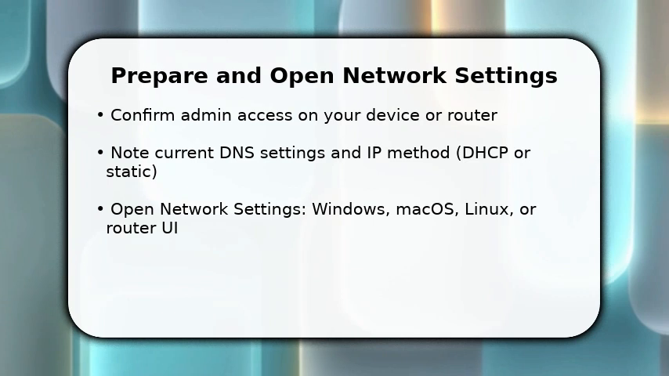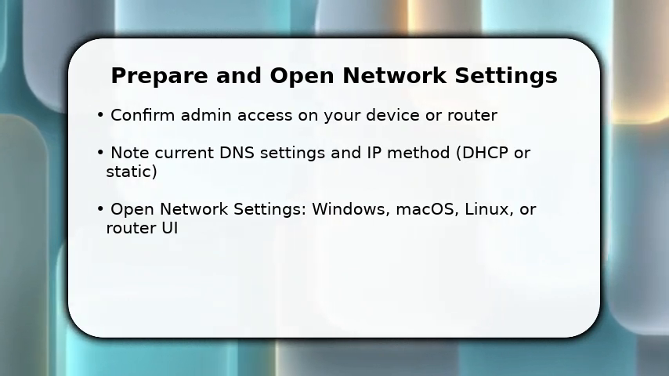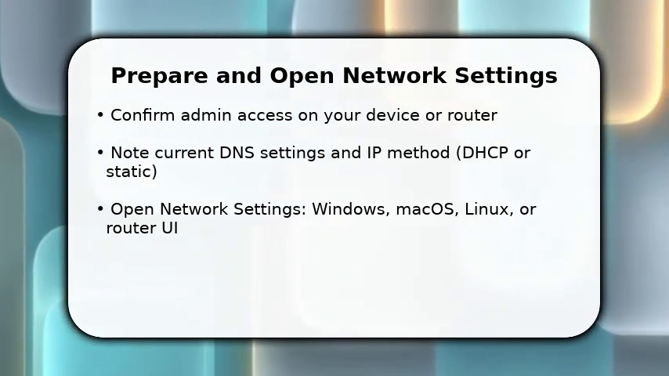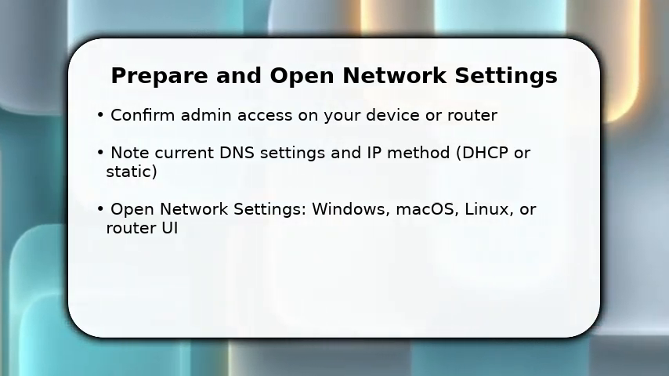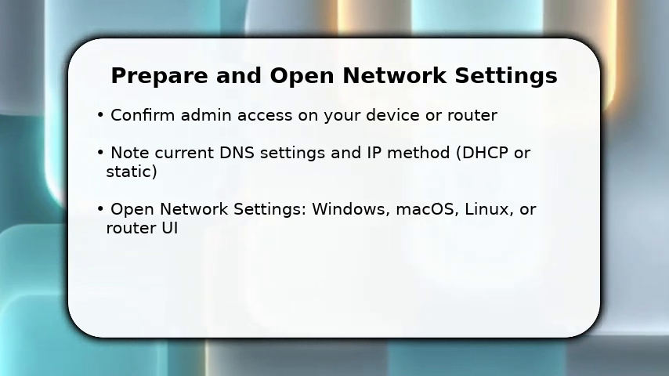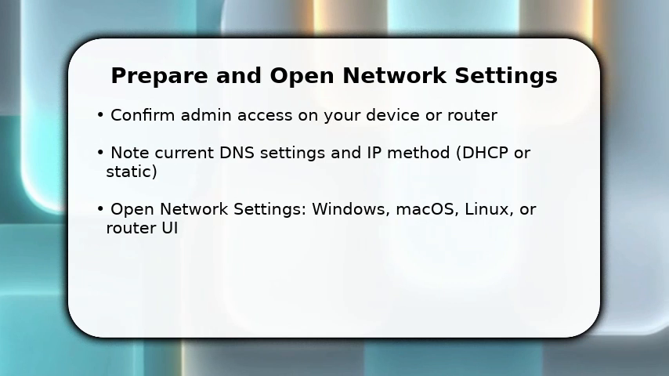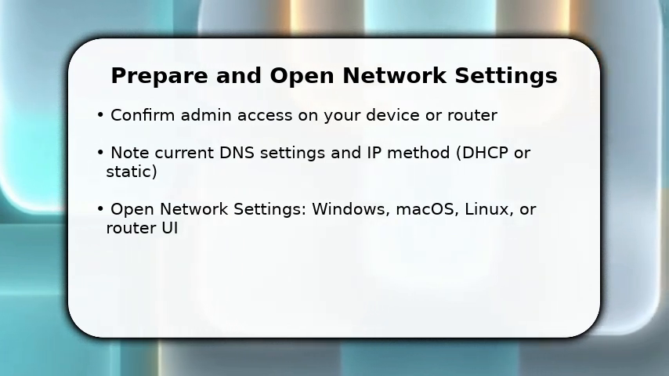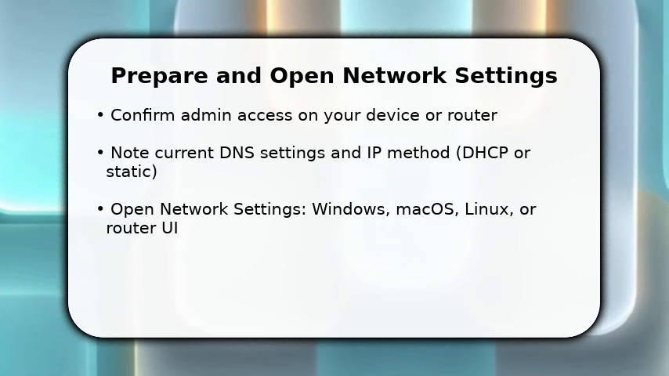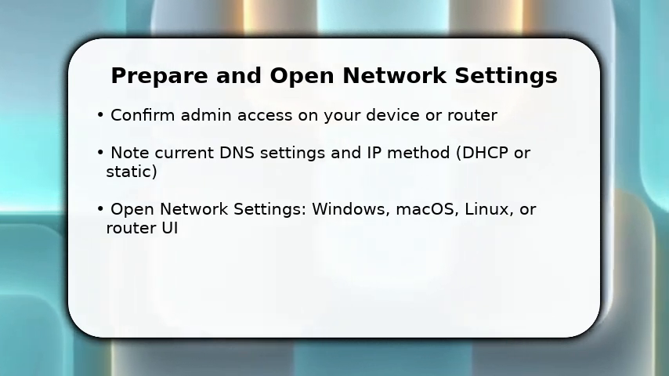Now open the Network Control Panel. On Windows, use Network and Internet Settings. On macOS, choose System Preferences Network. On Linux, open your distro's Network Manager, or log into your router's web interface at its LAN IP. This gets you to the exact place to input new DNS entries.